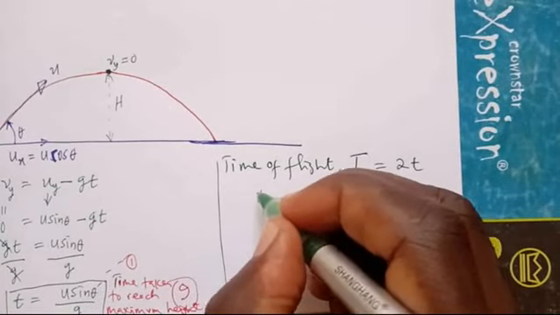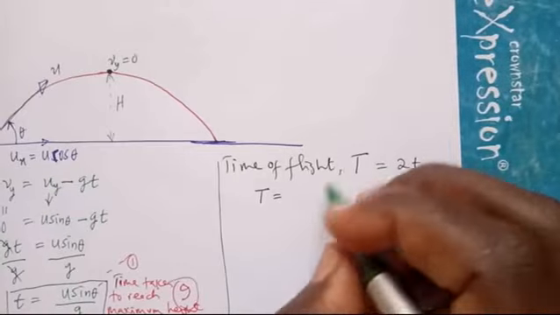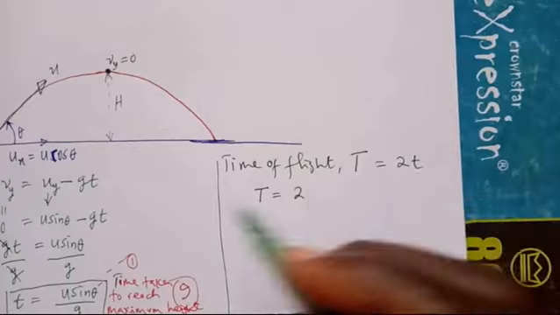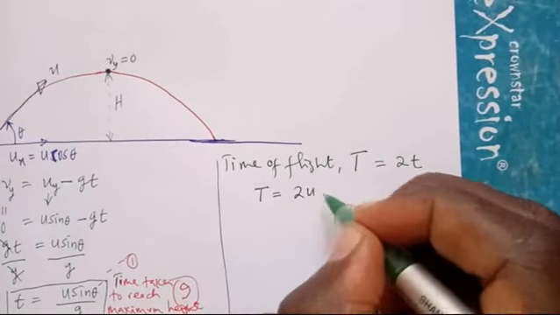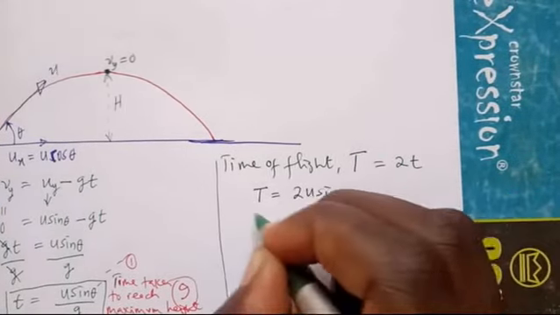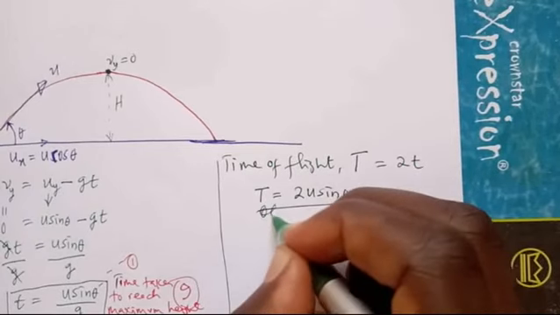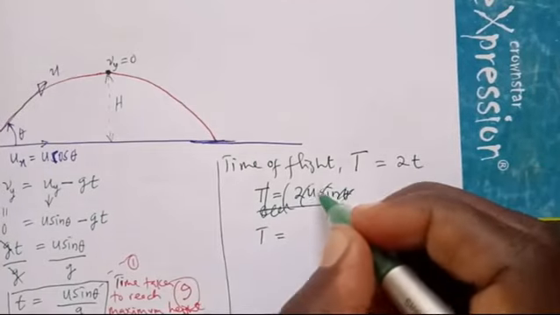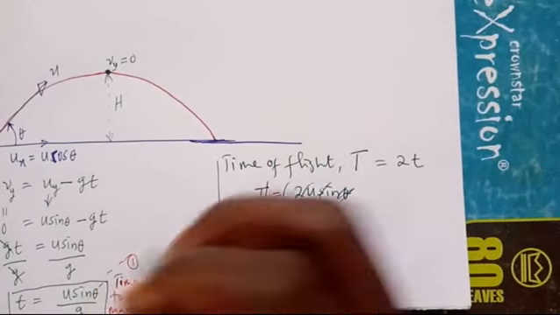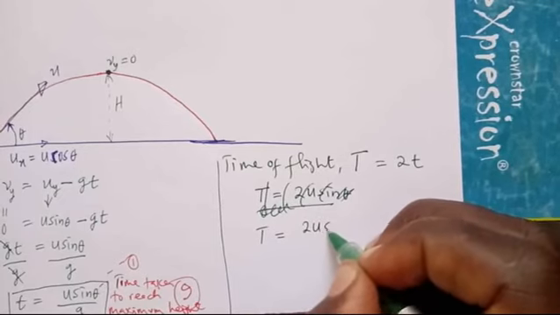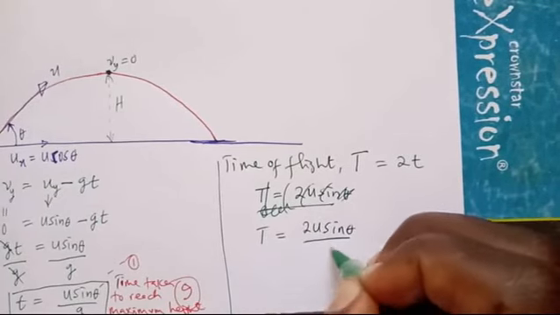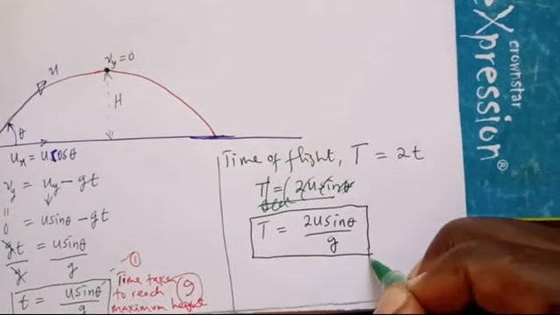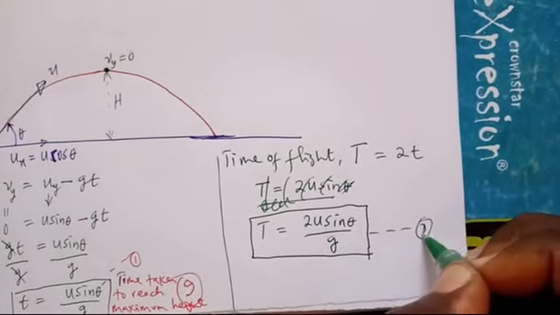When you do that, you see your time of flight will be 2, then your t is u sine theta over g, so u sine theta. I'm sorry, let me rewrite this. Your T is equal to 2t, and then t is u sine theta over g, so it's 2u sine theta divided by g. Now, this is the formula you need to calculate the time of flight. Now, this is equation 2.